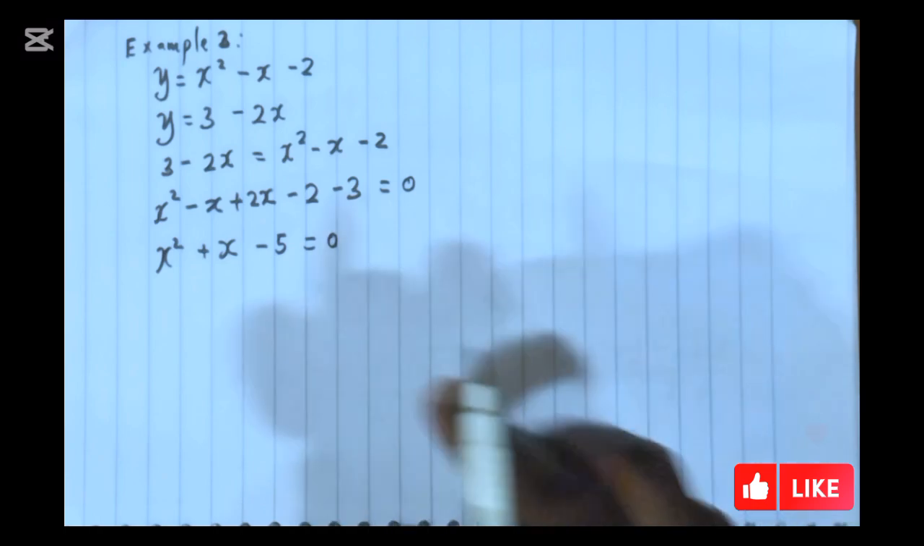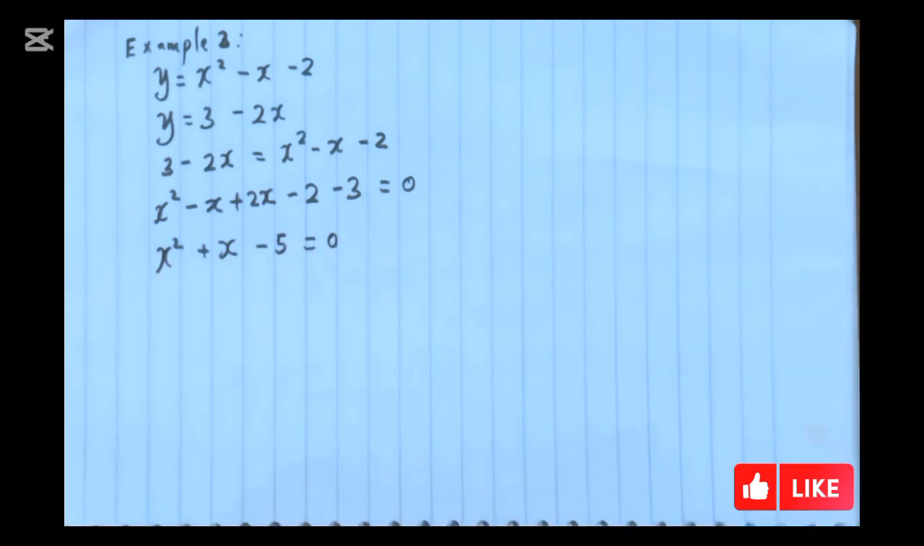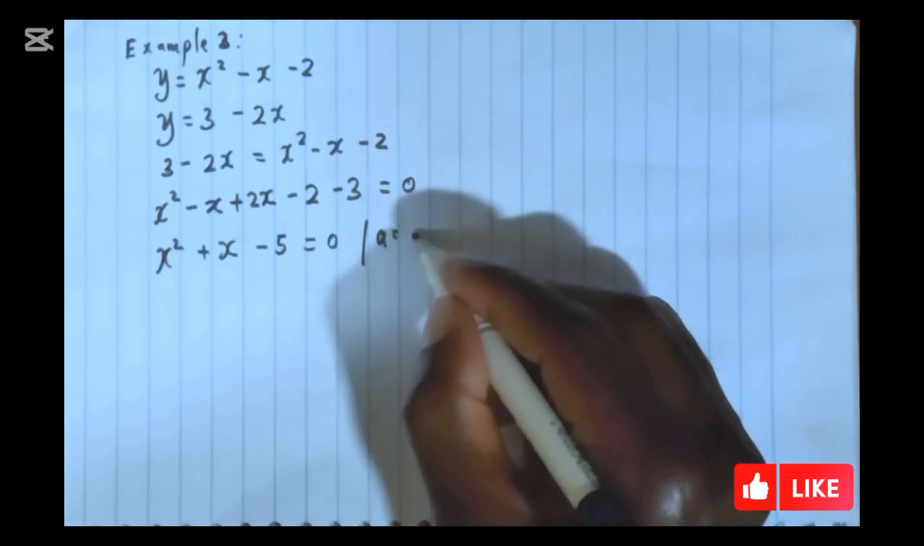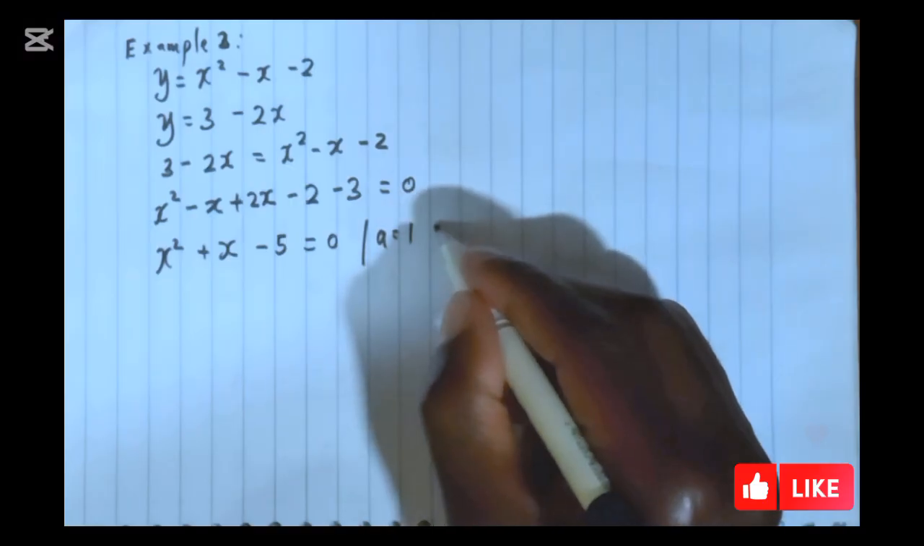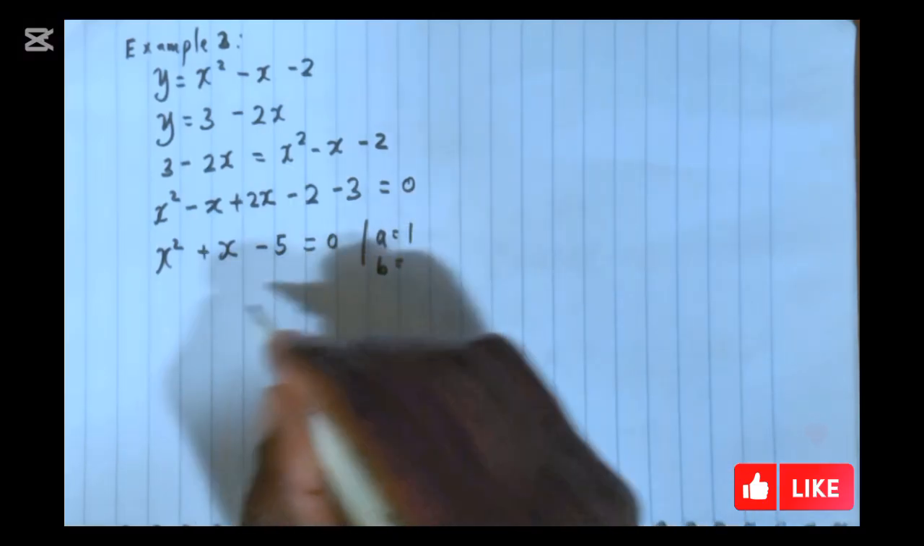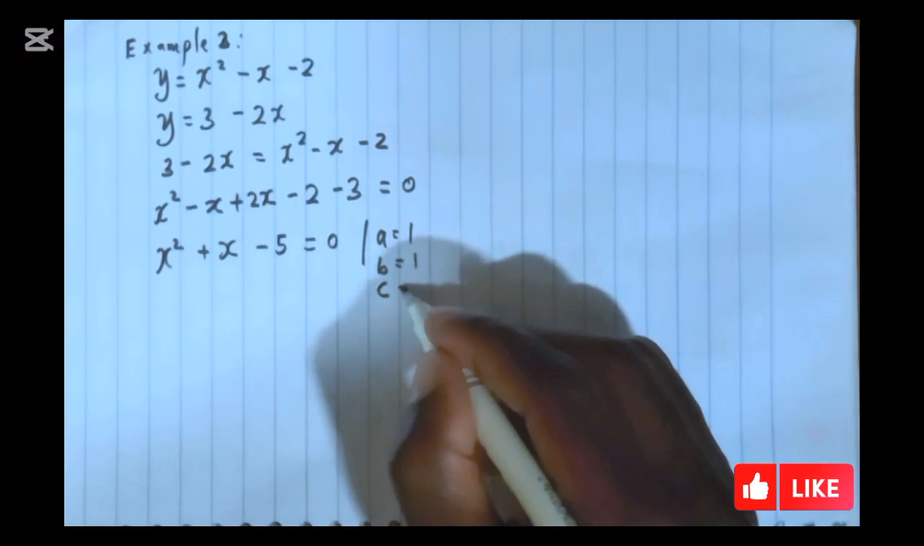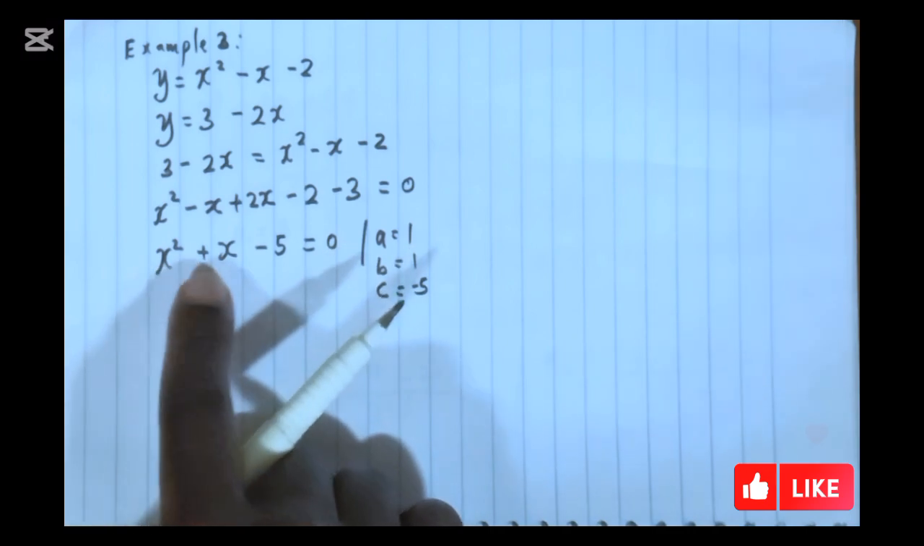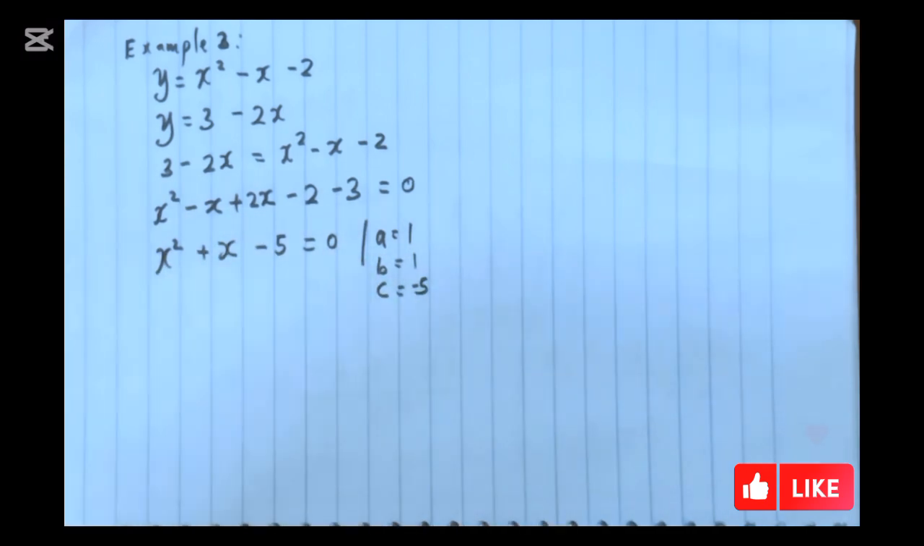So we are finally having our quadratic equation, which we are then going to solve using the quadratic formula. All right, so we know that the value of a from this equation is equal to 1, the value of b is equal to 1 as well, and the value of c is equal to negative 5.